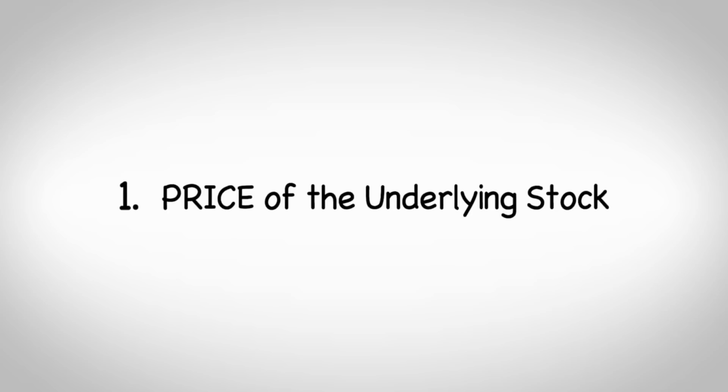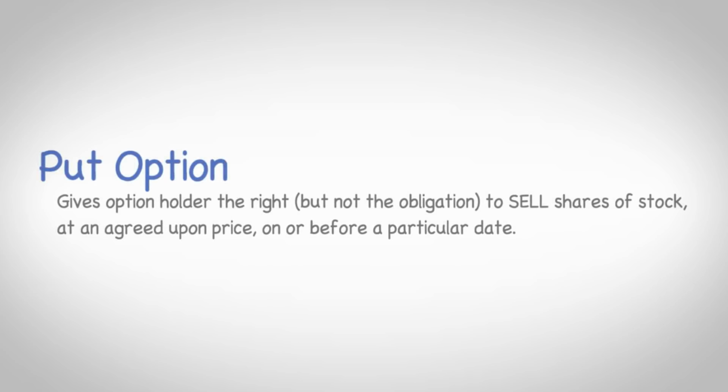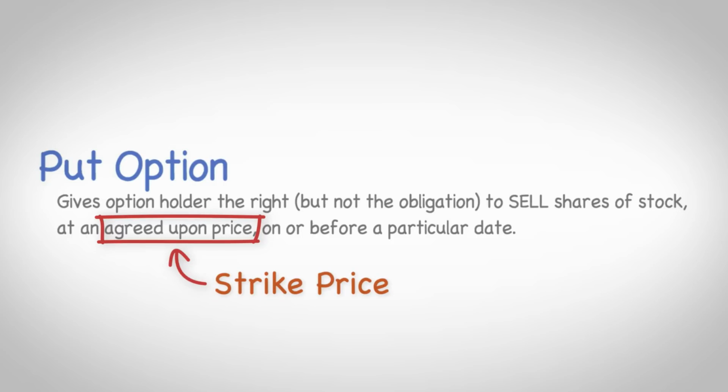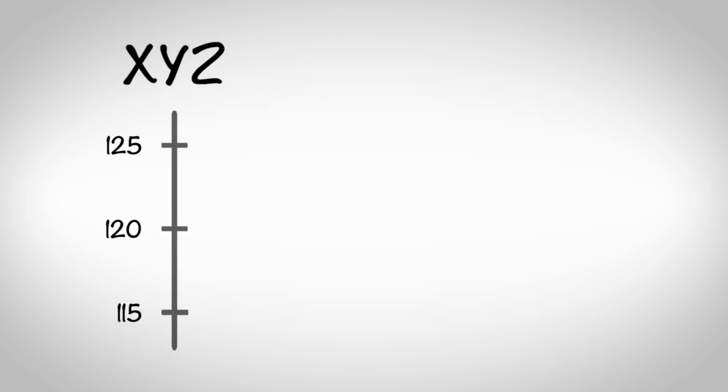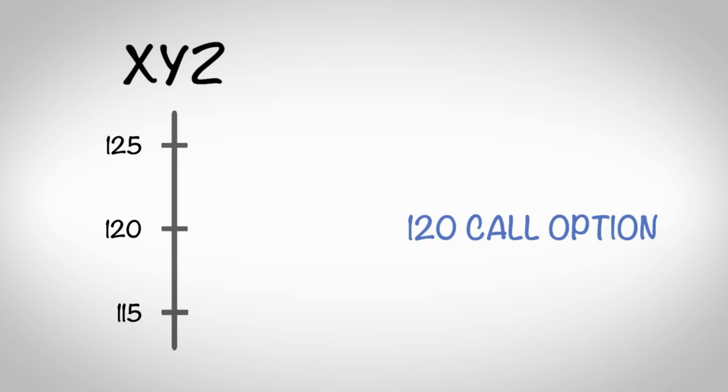Let's think back to the basic definition of a put option. Buying a put option gives you the right to sell stock at an agreed upon price on or before a particular date. And of course, the agreed upon price is determined by the strike price. Let's say you own the 120 strike call option on stock XYZ. You don't own any stock, you just own the call option. And this call option would, of course, give you the right to buy shares of XYZ stock at 120.